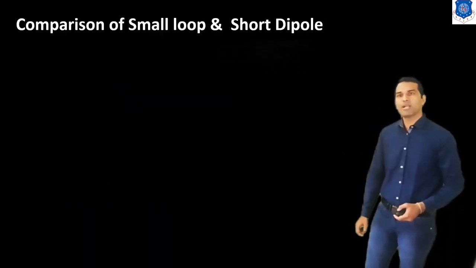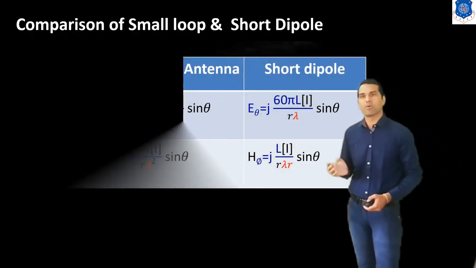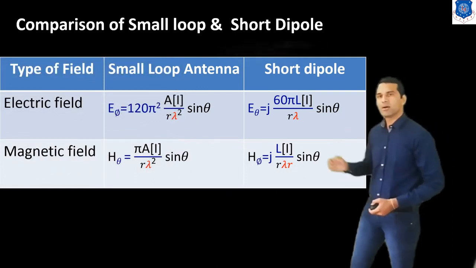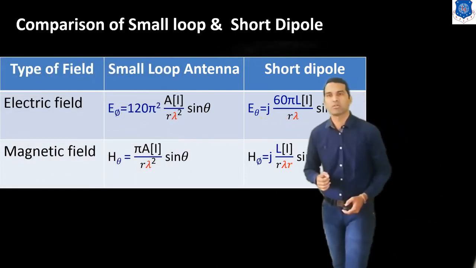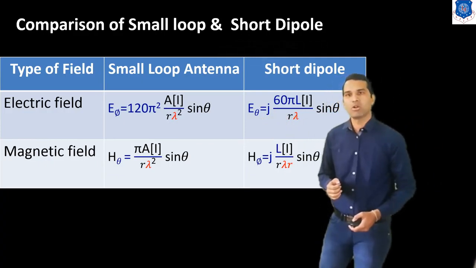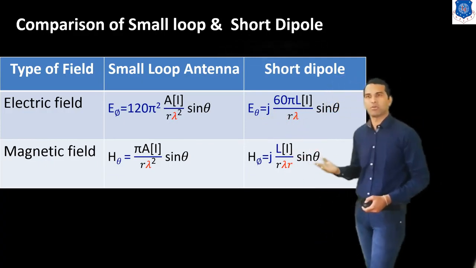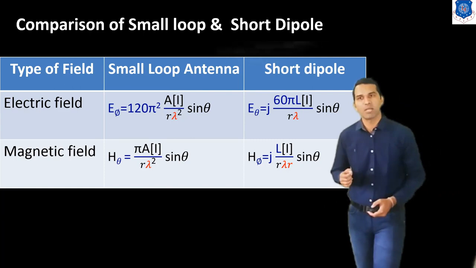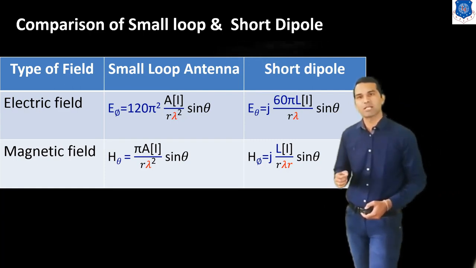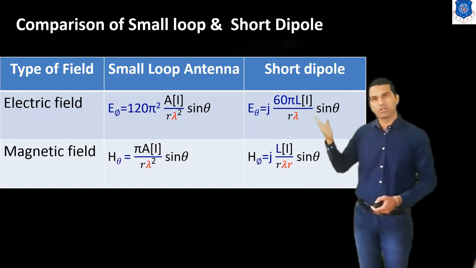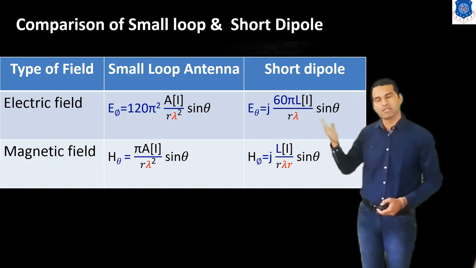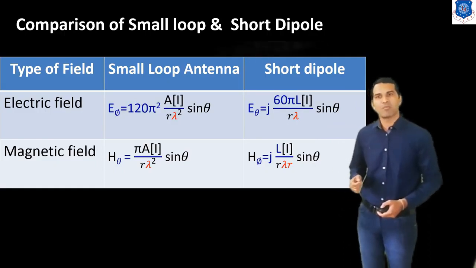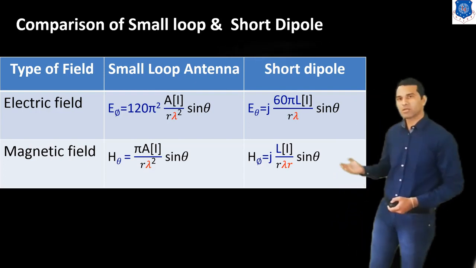Now we compare the small loop and the short dipole. Here is the table. In the second column of the second row we have the small loop antenna, and here the short dipole. The electric field equation for the small loop antenna is E phi equals 120 pi squared A I r by lambda squared sin theta, and for the short dipole the electric field is E theta equals j 60 pi L I r lambda into sin theta.